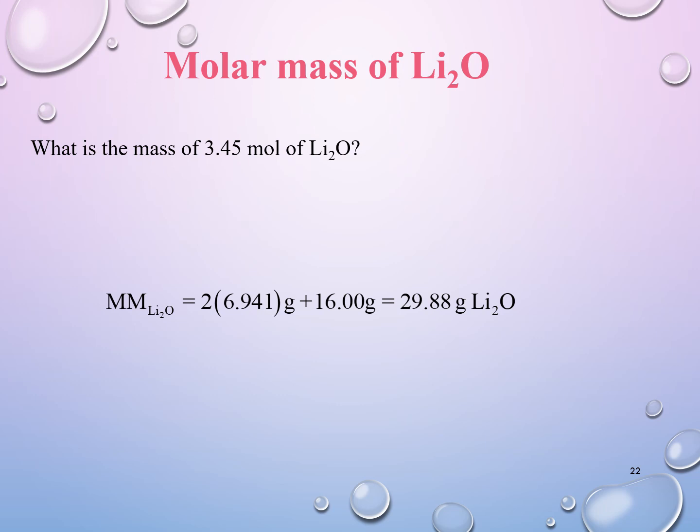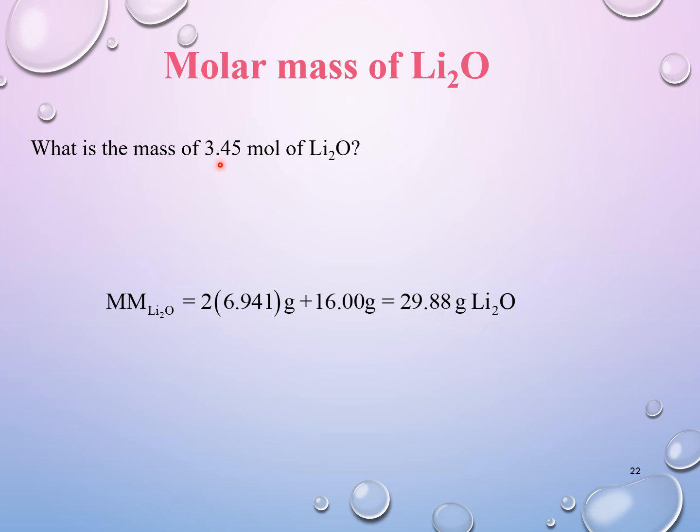Let's find the mass of 3.45 moles of Li2O. Li2O's name is lithium oxide. So lithium is going to be 6.941 and there's 2 of them, and each oxygen is 16.00. These are values from your periodic table. You add them up, molar mass is 29.88 grams for Li2O.